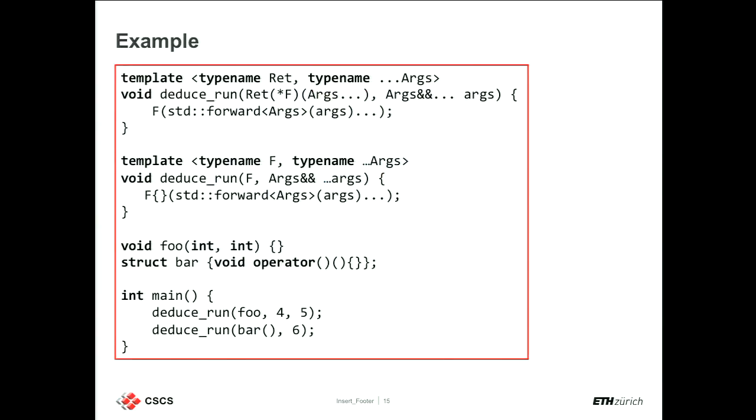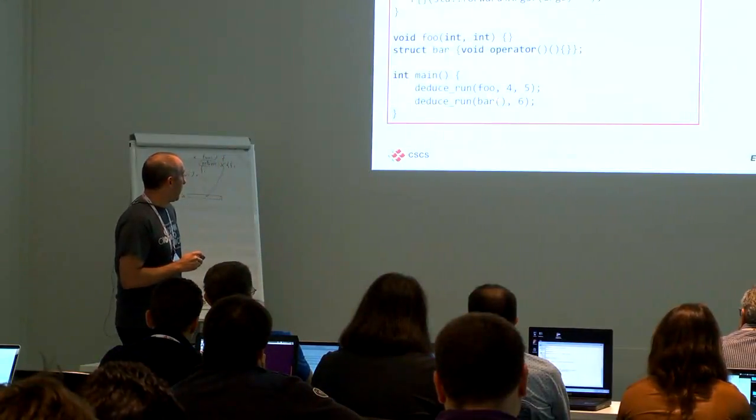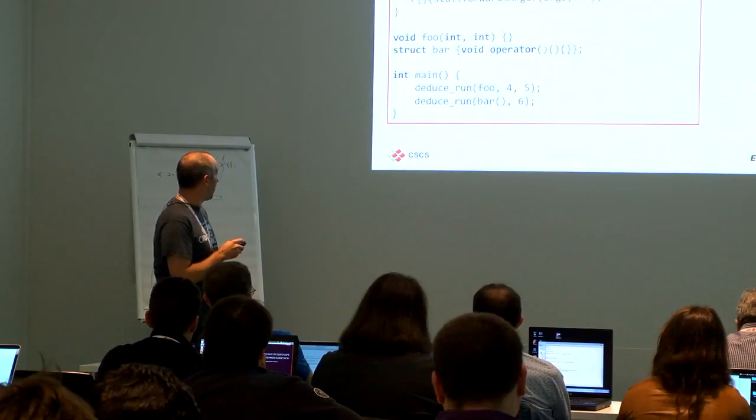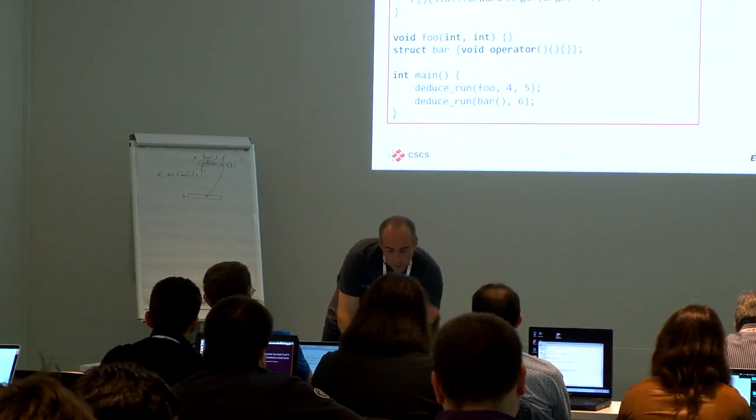I have one example that might look a little scary at the beginning. Let's say I have a main, and I want to run foo with two arguments, 4 and 5. Foo is a function that takes two integers, right? And I also have a struct bar, which has the function call operator. So I can construct bar, and I want to call that object as a function passing number 6. Actually, this should be an integer, a function with an integer.